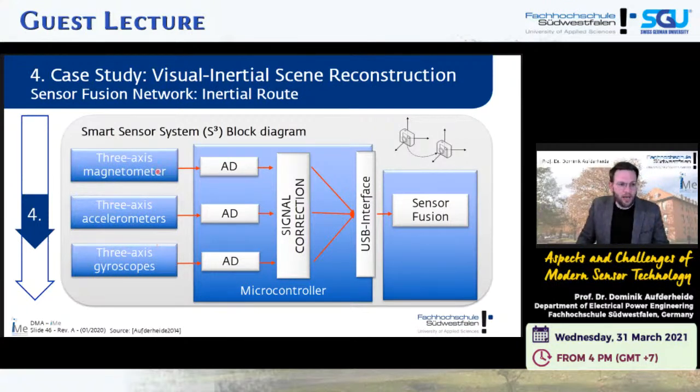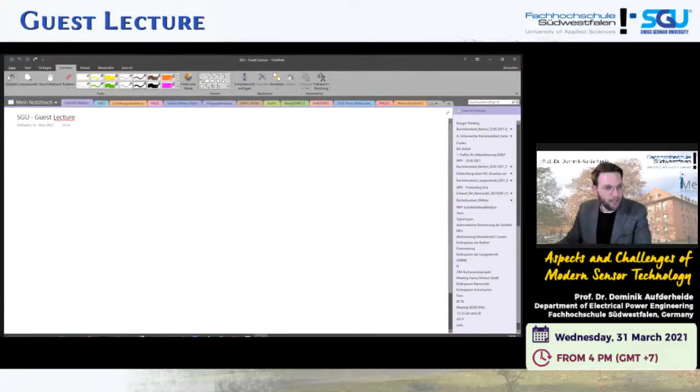Let's just focus on the accelerometers and the gyroscopes, and let's derive how a navigation algorithm would look, where we are interested in getting to know the position of a certain sensor. Maybe we can derive this a little bit together. I'm simplifying that a little bit. I hope you see my whiteboard.